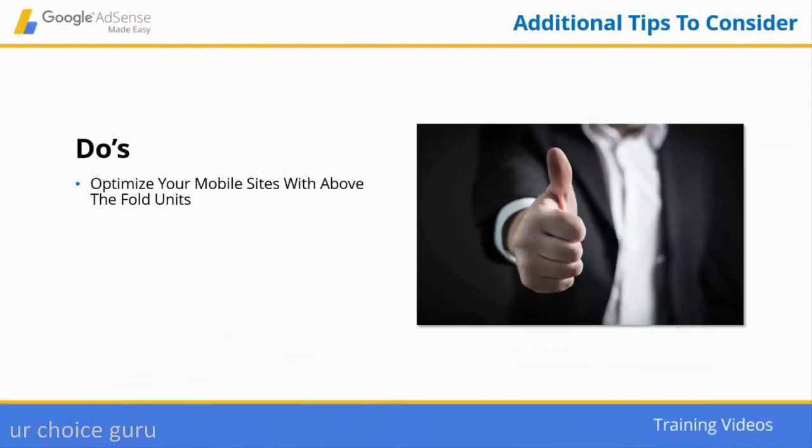Optimize your mobile sites with above-the-fold units. Placing a 320 by 100 ad unit above the fold will help you to leverage an ad that is visible to anyone that visits your mobile site.